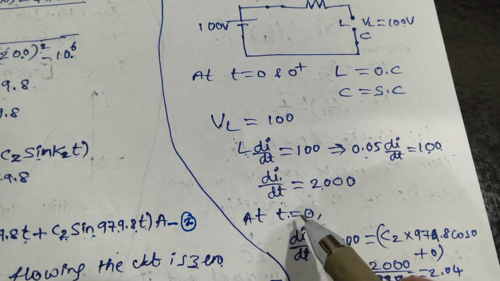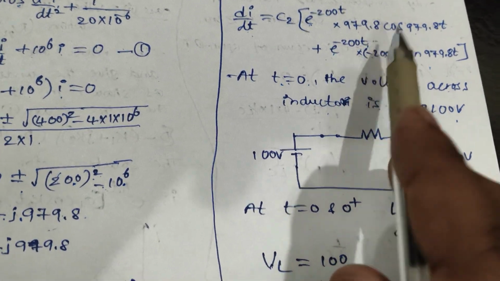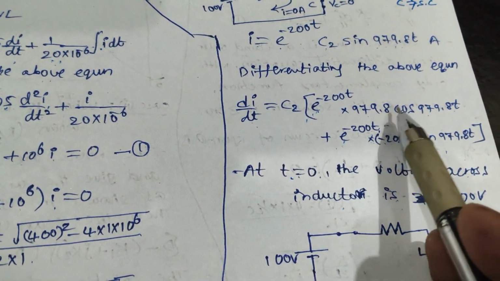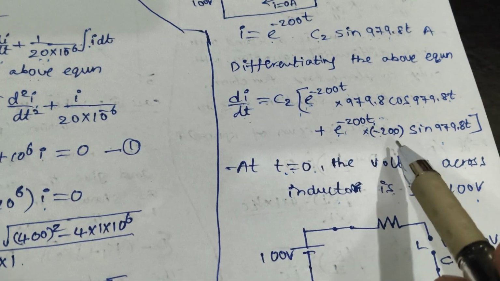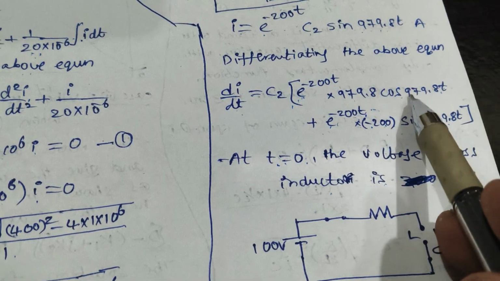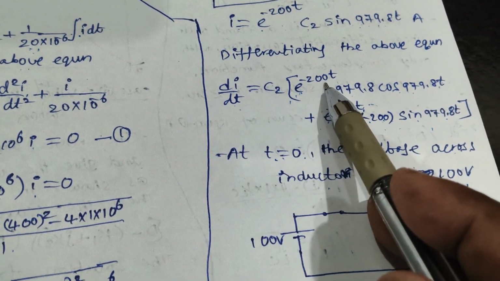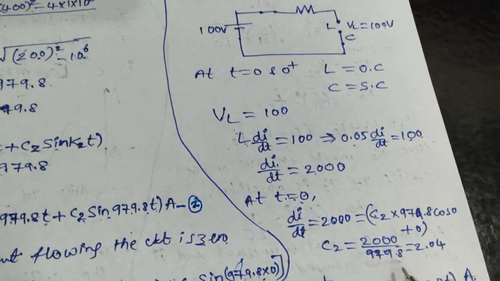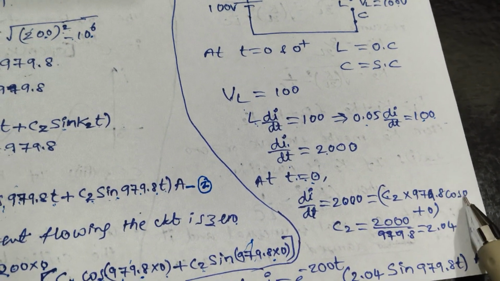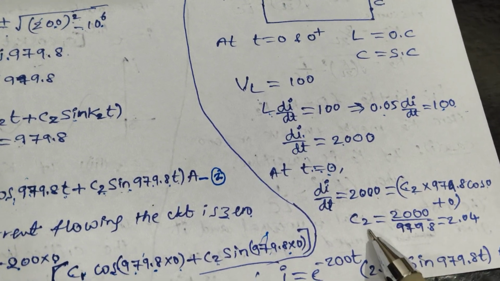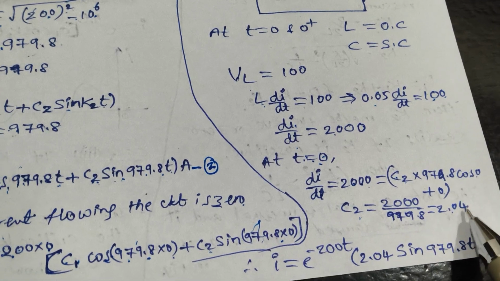From this, I'll substitute t is equal to 0 in the above equation. C2 into e power 0, 979.8 into cos 0, plus e power 0 into minus 200 into sin 0. This second term will become 0. Cos 0 is equal to 1, e power 0 is equal to 1. C2 into 979.8 into cos 0 plus 0, so only C2 into 979.8 is equal to 2000. Out of that, C2 is equal to 2.04.